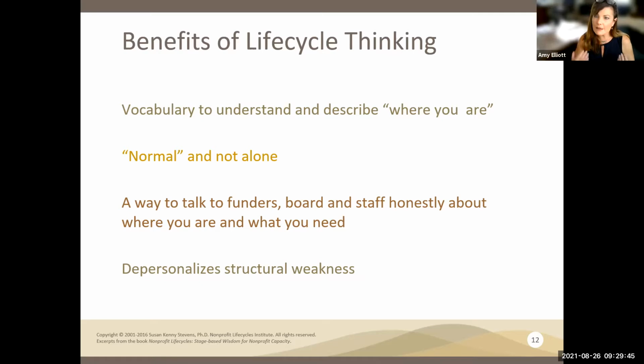But if we step back and we say, no, this is just with no judgment, this is where we are, this is our life cycle stage, and this is what we need to do to build capacity or to move on to our chosen life cycle stage, which might be the next one, then it's not a personal thing. It's just a normal, natural thing. Just like we don't blame teenagers for being teenagers. We say, we're teenagers.